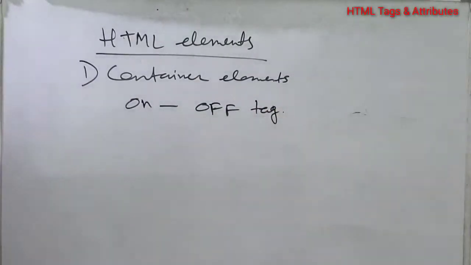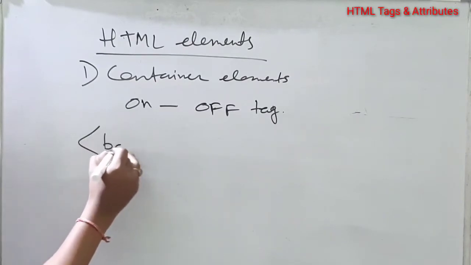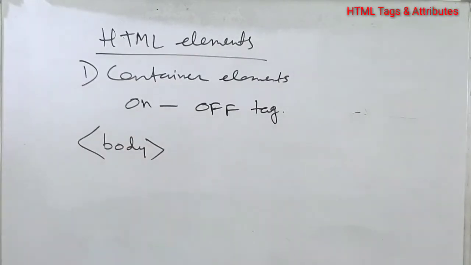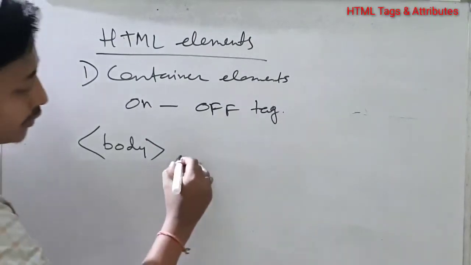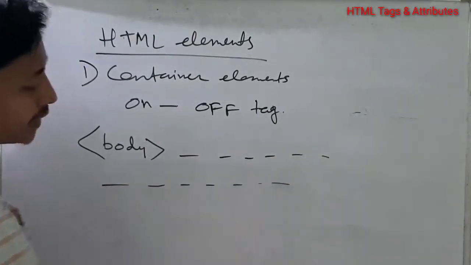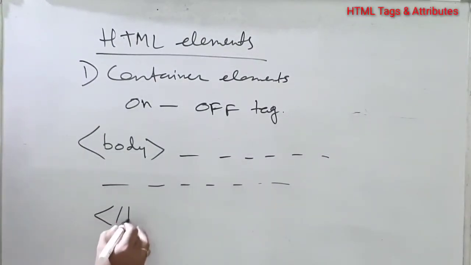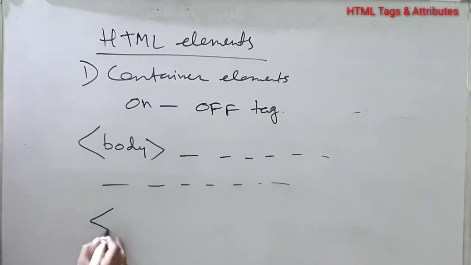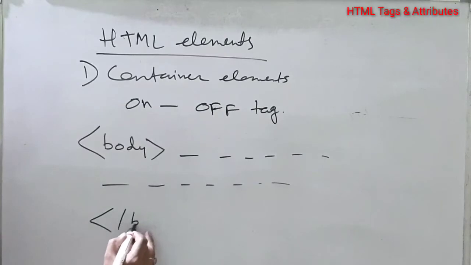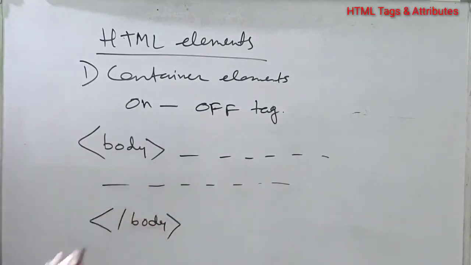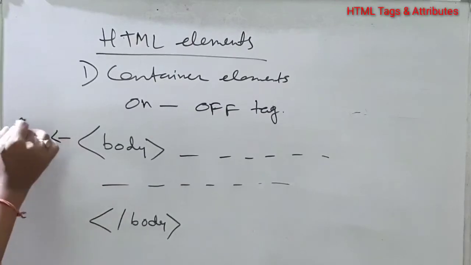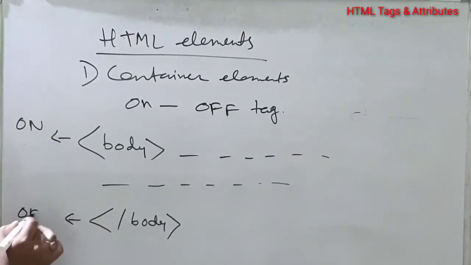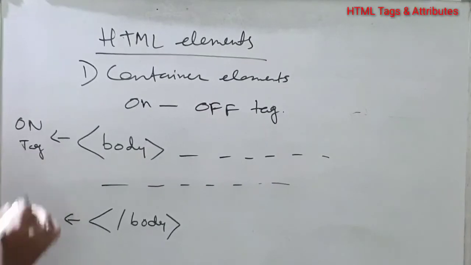Means what? In container elements, both on and off tag are available. For example, you open the body tag. This is a body tag. Now here you write something, and after that you have to close the body tag. When you close it, you give the symbol, then slash, and body. Write the same name. So this is called the on tag, and this is called the off tag.